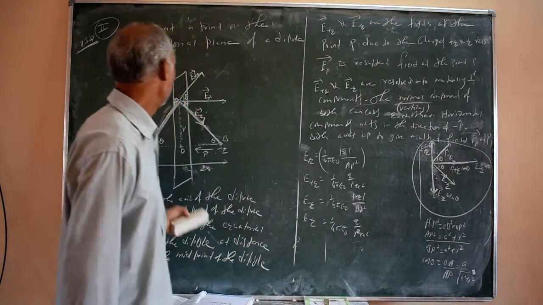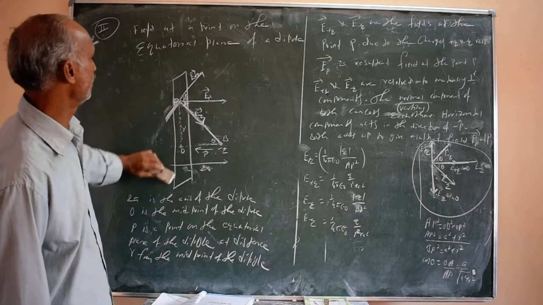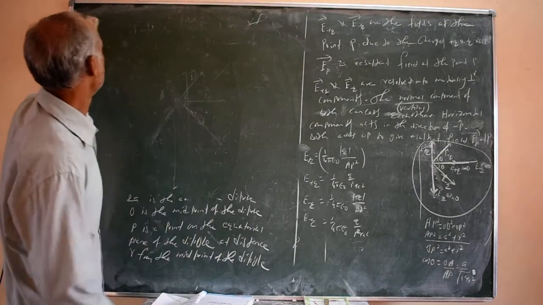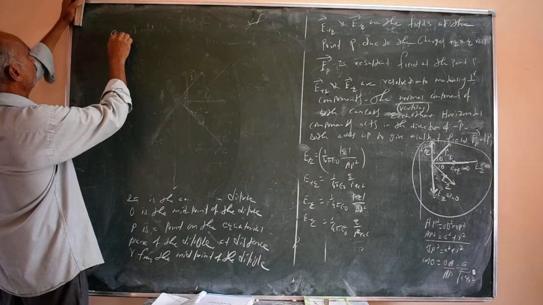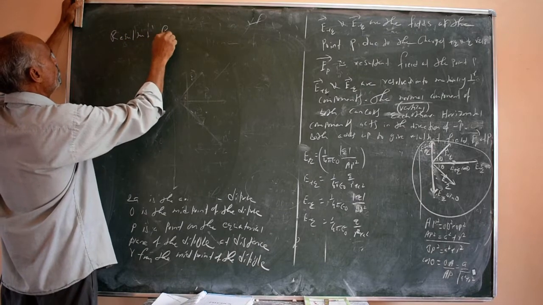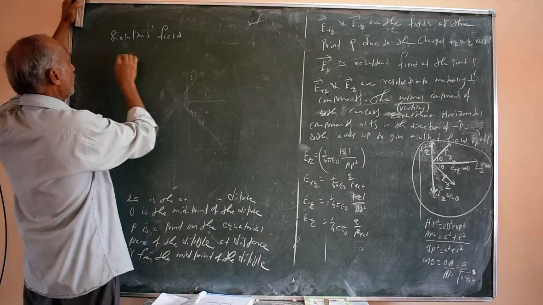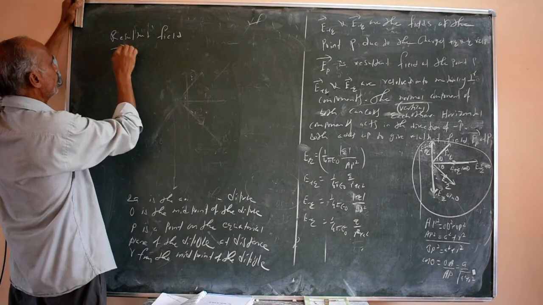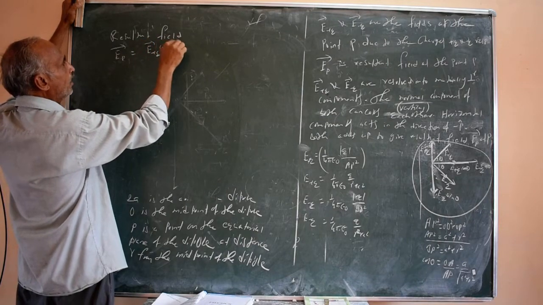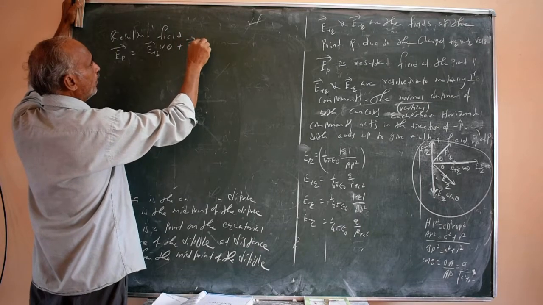Now, coming to the resultant field. Final step: E P bar is equal to E plus Q bar cos theta plus E minus Q bar cos theta.